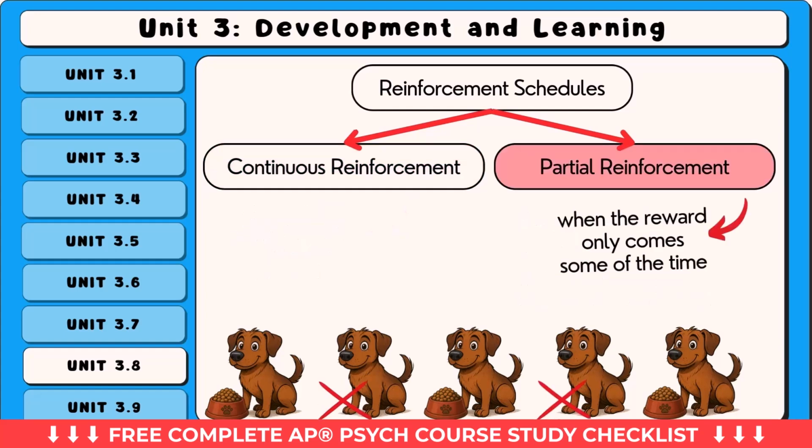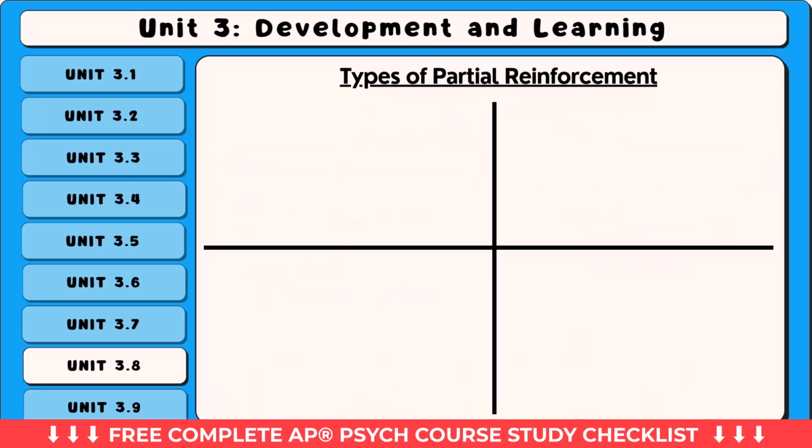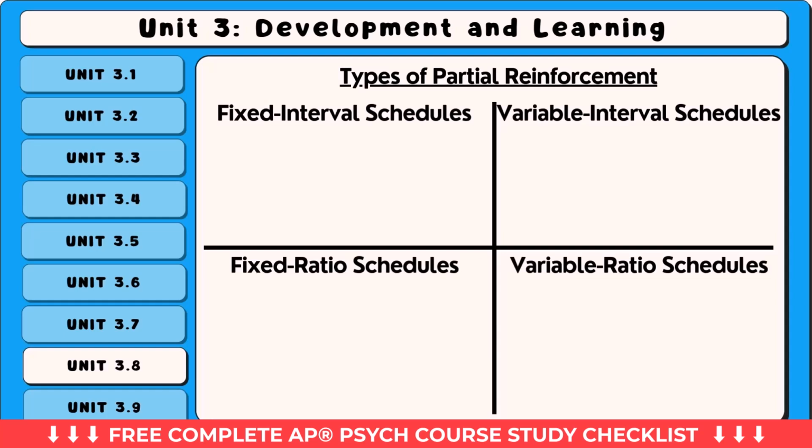Partial reinforcement is when the reward only comes some of the time. The benefit of partial reinforcement is that it makes the behavior more likely to last, even when rewards don't come often because the person or animal keeps trying in case the reward shows up. The downside is that the behavior may take a longer time to emerge in the first place. There are 4 key types of partial reinforcement you need to know about for AP psychology: fixed interval schedules, variable interval schedules, fixed ratio schedules, and variable ratio schedules.